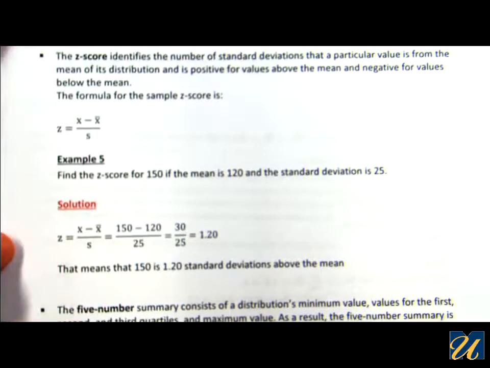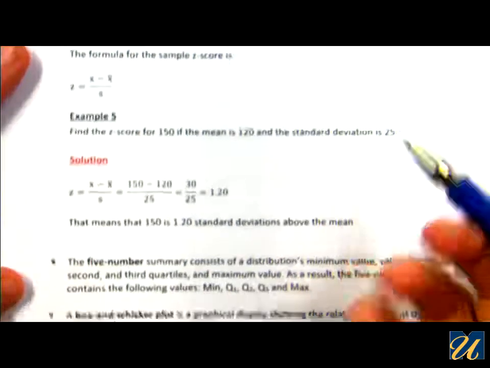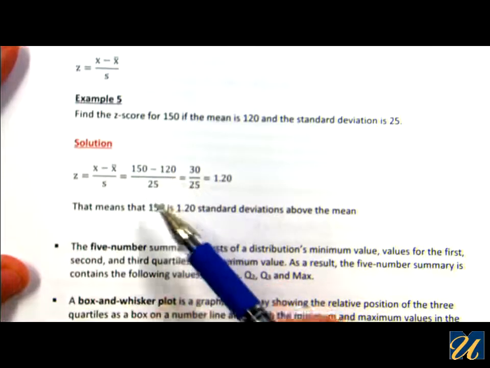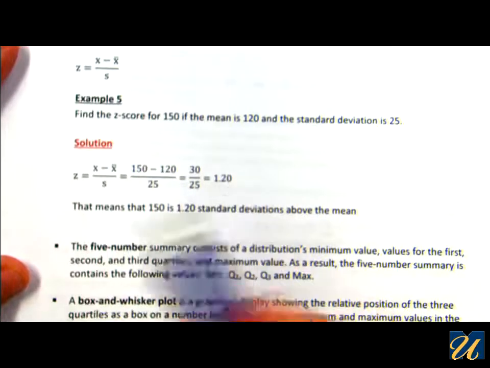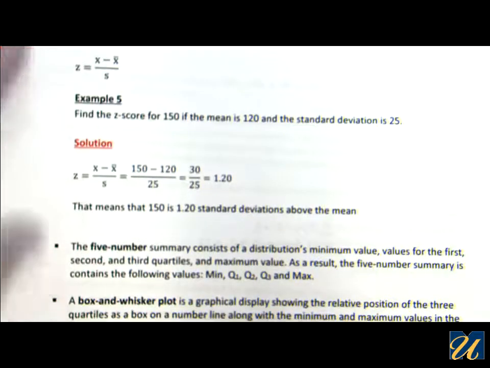So if we want to find the z-score for 150, if the mean is 120 and the standard deviation is 25, we will do 150 minus 120 over 25, which is equal to 1.2. It's positive. So that basically indicates that 150 is 1.2 standard deviations above the mean.